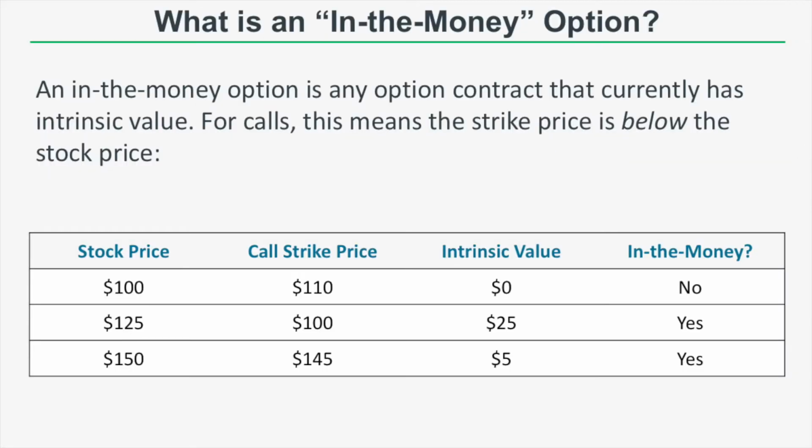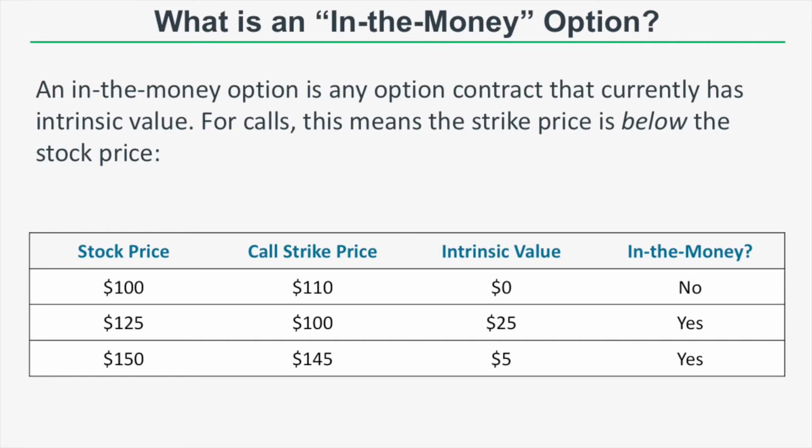Starting with in the money, an in the money option is any option contract that currently has intrinsic value. For calls, that means the strike price is below the stock price. In this table, we have the stock price, the call's strike price, and any corresponding intrinsic value, and that tells us if the option is in the money or out of the money. The first example is a stock price of 100 with a call strike price of 110. That call has no intrinsic value, so it would be out of the money.